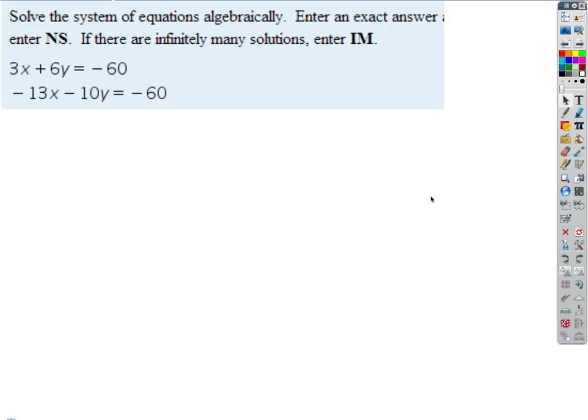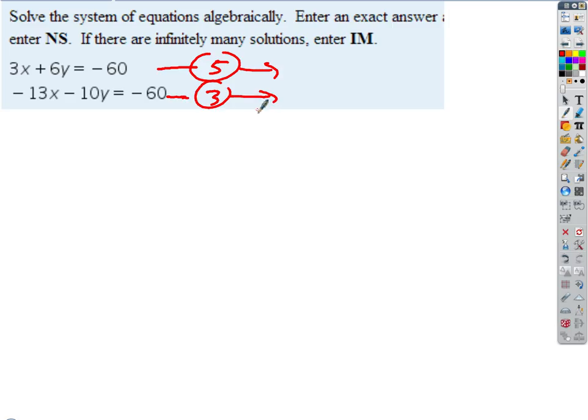What's the smallest way I could do that? What could I multiply the top by and the bottom by to get the y's to cancel? 5 on the top, 3 on the bottom, right? Wouldn't that give me positive 30y on the top and negative 30y on the bottom? That's better than, if you don't see that, you might multiply the top by 10 and the bottom by 6, but you can use smaller numbers. 3 and 5 is better, because they're smaller. So multiply the top one through by 5 and the bottom one by 3.